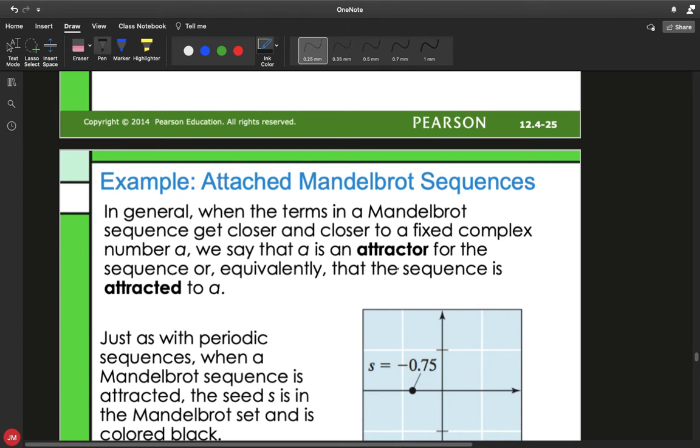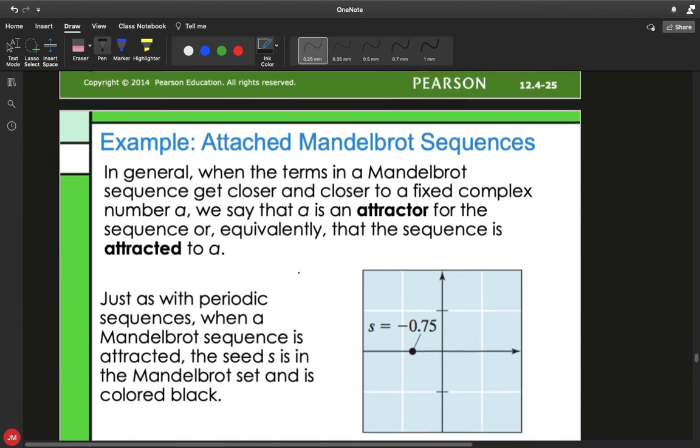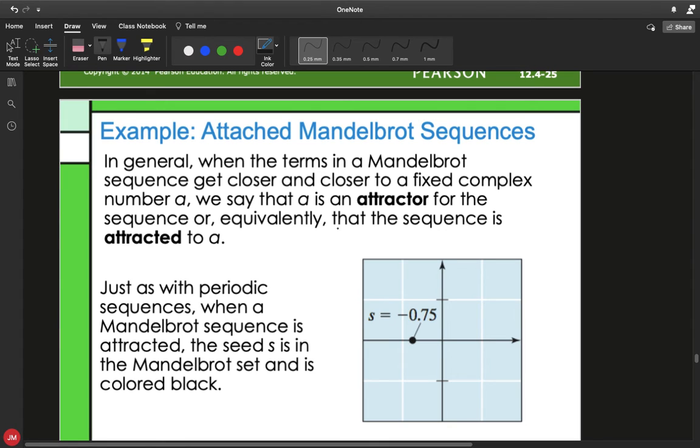And so again, when that happens, whatever the value is that we are getting closer to, we call that the attractor. So the attractor for our seed of -0.75 would be the number -0.5. We could also say that the sequence is attracted to -0.5. Either way would be an acceptable way to put that. Just like we said with periodic sequences, when you have a Mandelbrot sequence that is attracted, then we color in that seed as black, and it is a part of the Mandelbrot set.